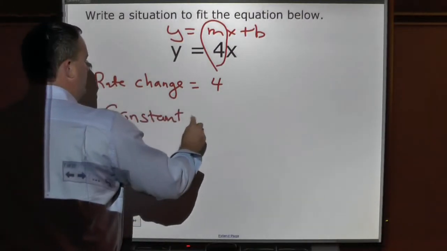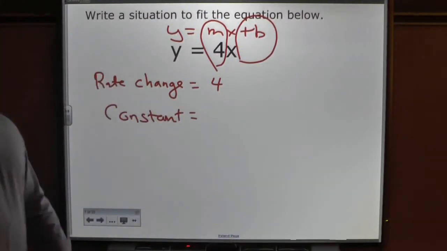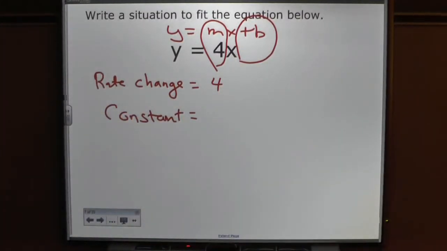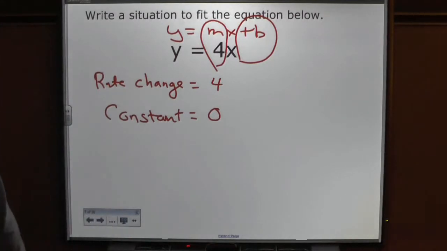The next thing you need is your constant. Remember, your constant is your initial value. It's whatever's being added on. Well, if you notice here, nothing's being added on. And think to yourself, what number represents nothing? Well, that's 0. So you have a constant of 0. All right. So I want you to be able to write a situation dealing with something that starts off at 0. So you didn't start with anything. And then you added 4 to it each time.